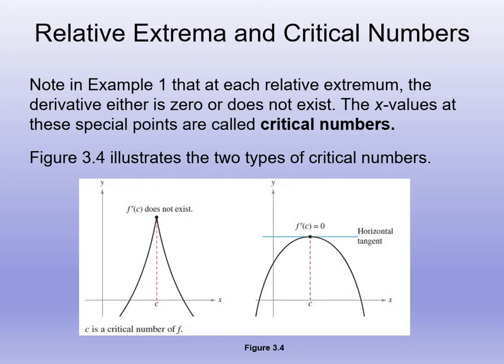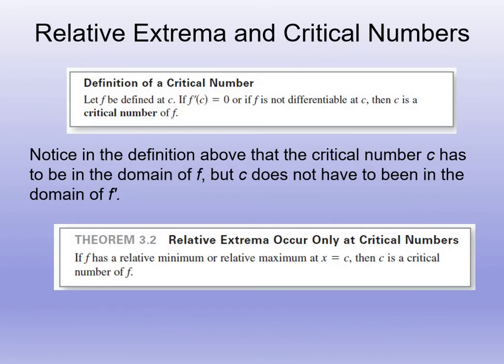So when we solve for relative extrema, relative mins and maxes, we're looking for the critical numbers. How do we define them? Let f be defined at C. If f prime of C equals 0 or f is not differentiable at C, then C is a critical number of f. We just went through those two cases. If the derivative is 0 there, or the derivative doesn't exist there, then that's a critical number and some sort of extrema occurs there. It could be a relative min or a relative max.